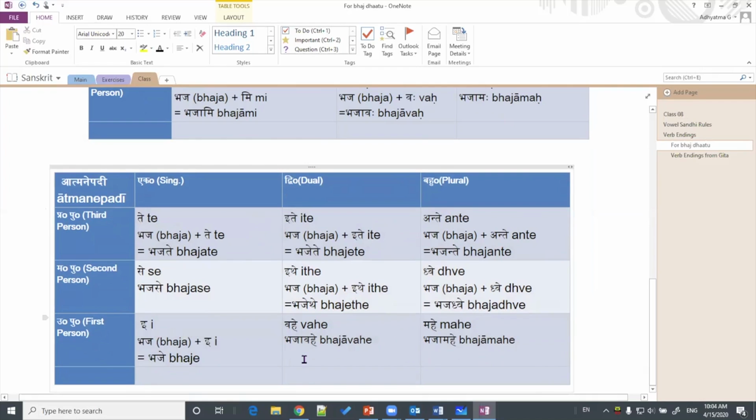And I already explained why in bhajavahe and bhajamahe the akara becomes long, because of a certain exception which applies to these particular suffixes.